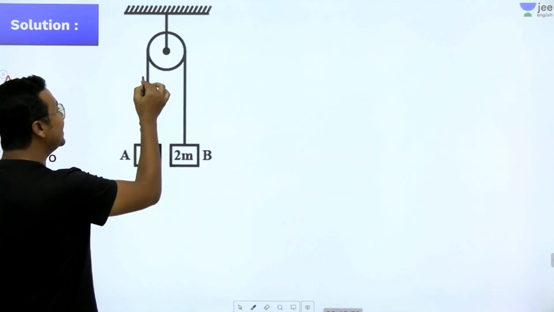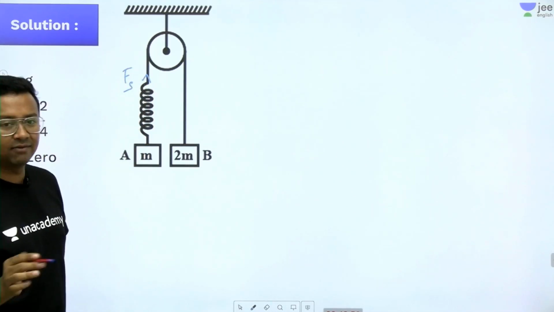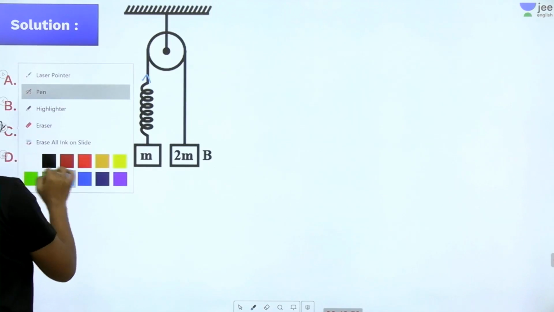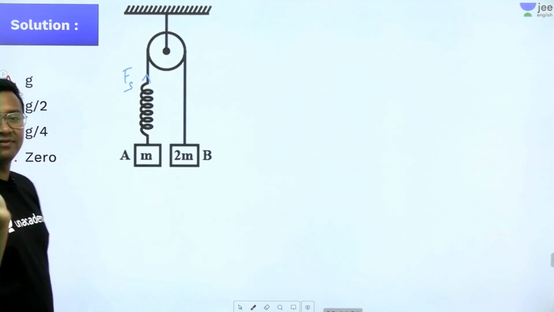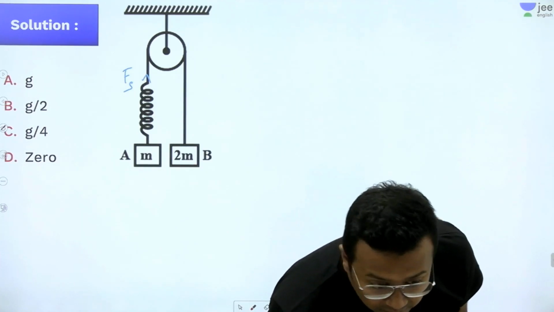See, simple idea. There will be some spring force here. There will be some spring force. I hope it is pretty visible to you even if I use the blue color, right? It is pretty visible to you when I use the blue color.